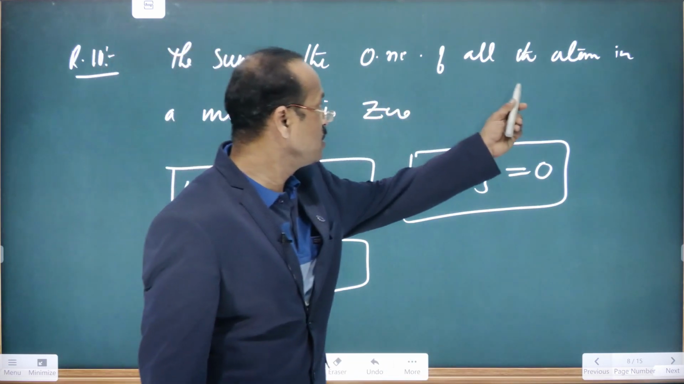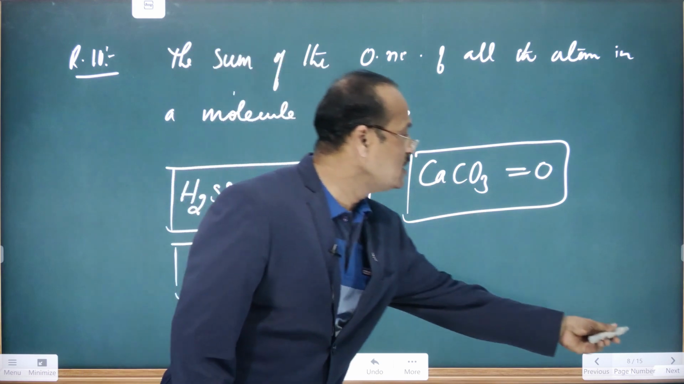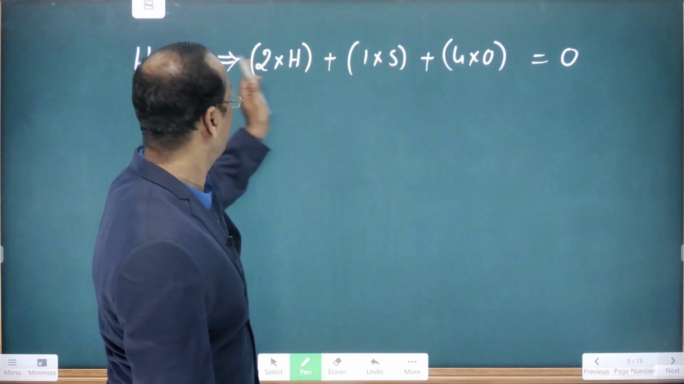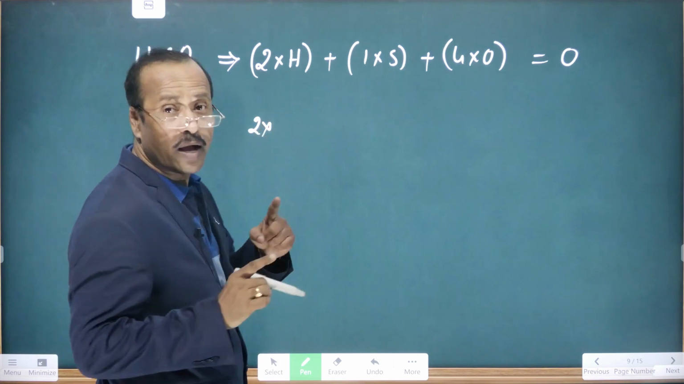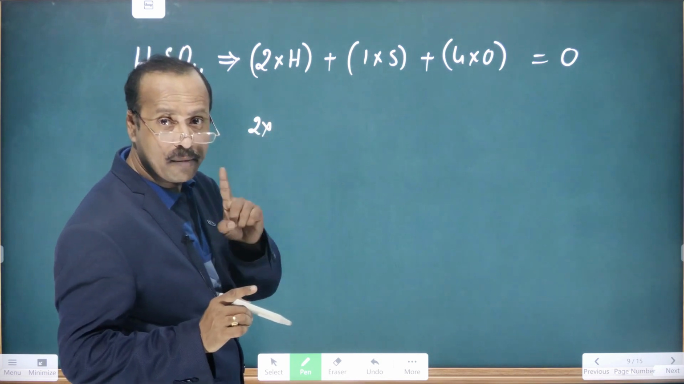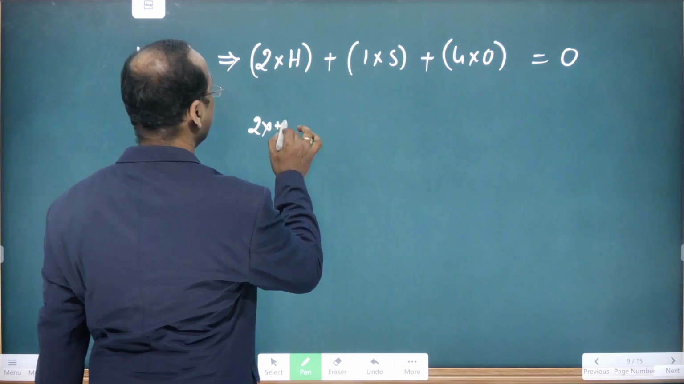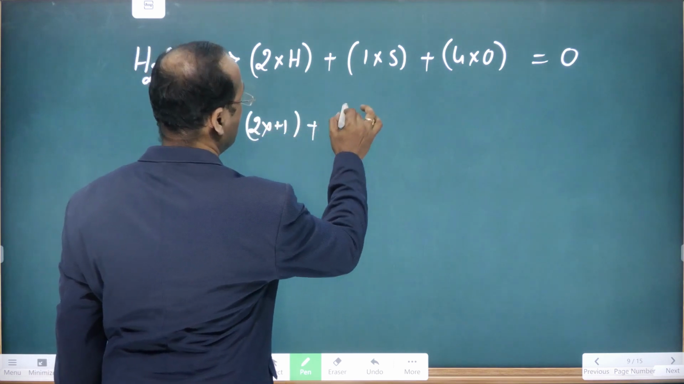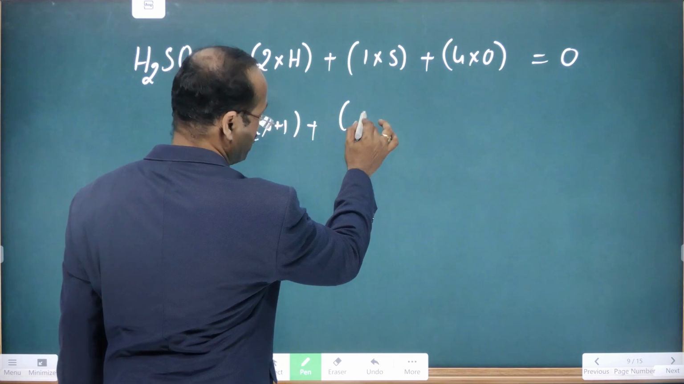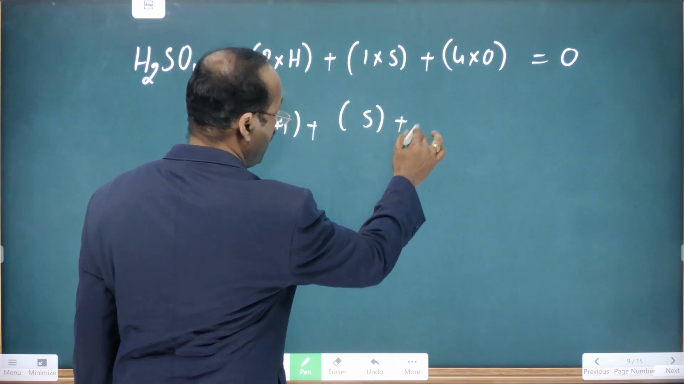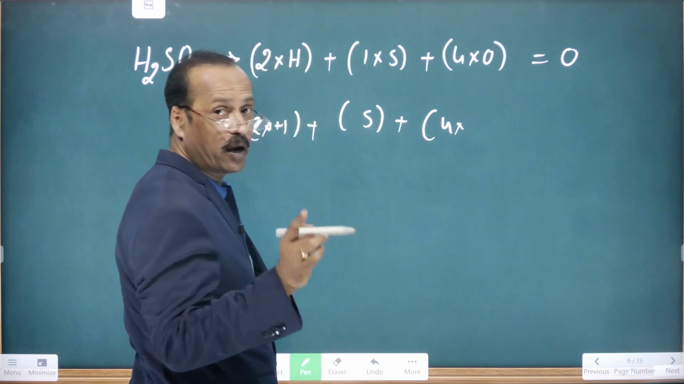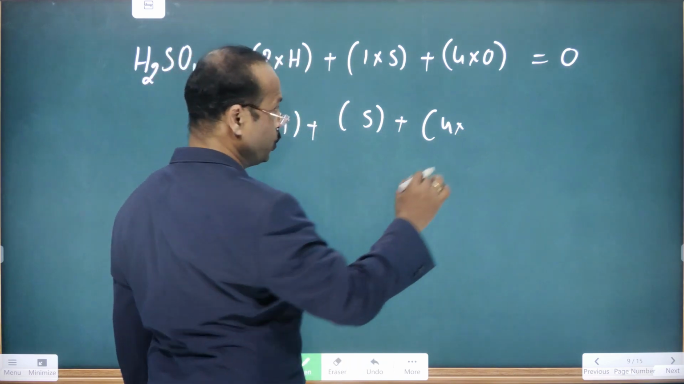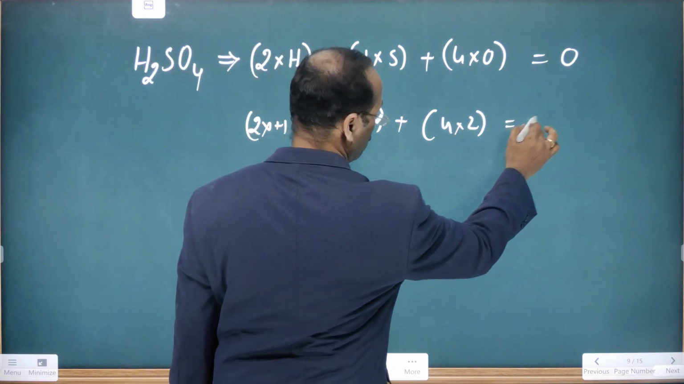The sum of the oxidation numbers of all the atoms in a molecule is 0. So that's what I am doing. This is 0. Now I'll write here 2 into hydrogen. The oxidation number, what I said, is generally plus 1. So I'll write plus 1. Plus 1 into sulfur. I don't know the sulfur; I have to calculate the sulfur. Now what have I written here? 4 into oxygen. Generally the oxidation number of oxygen, what I said, is minus 2. So I'll write minus 2 here is equal to 0.